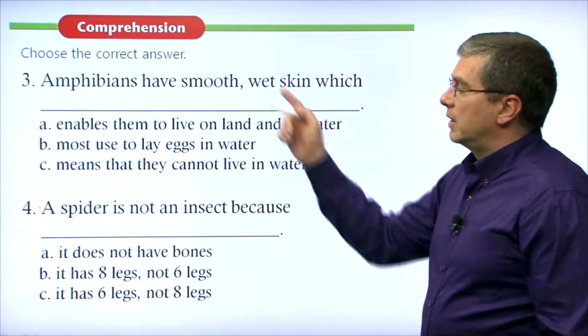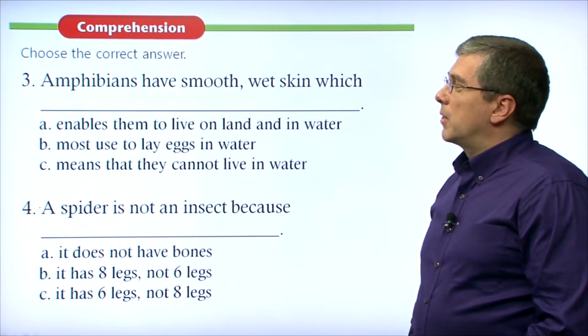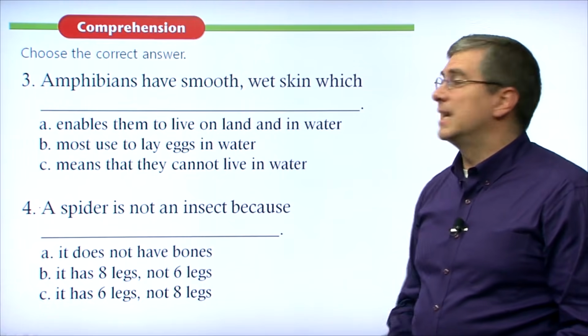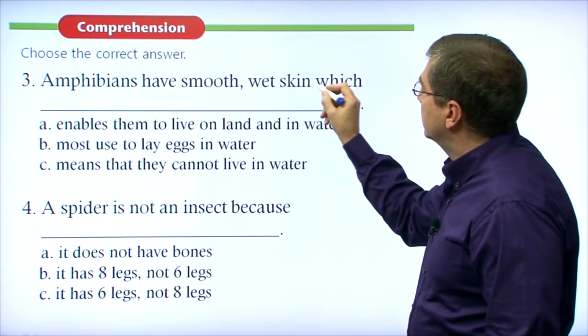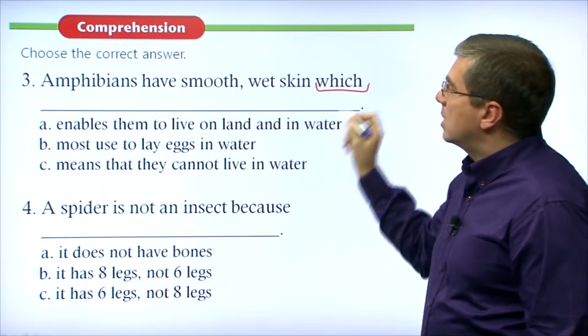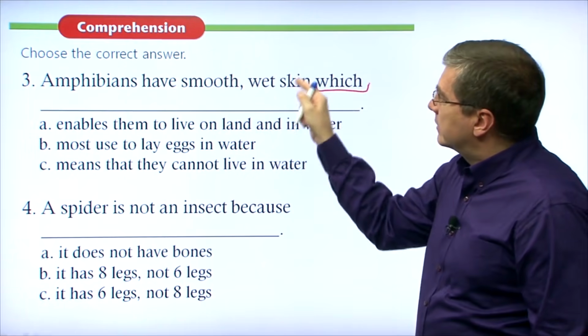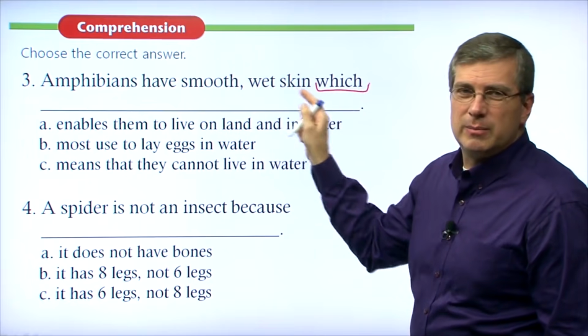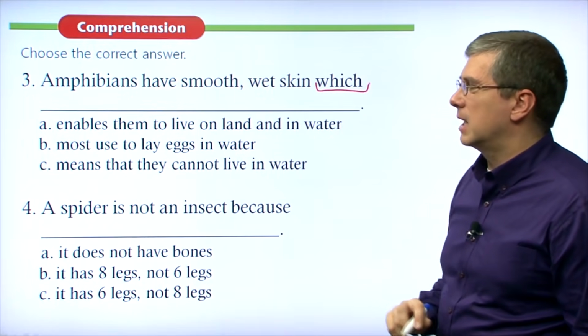Okay. Let's move on to number 3 and 4. Number 3, amphibians have smooth, wet skin, which, because of this word "which" here, we know that we need something that describes the skin, smooth, wet skin, and we need something else about that skin. Okay, so let's look at the answers.